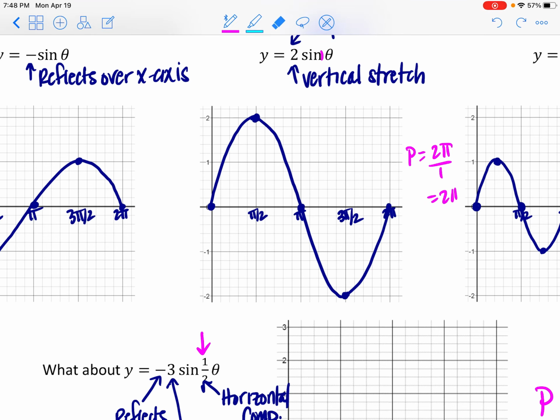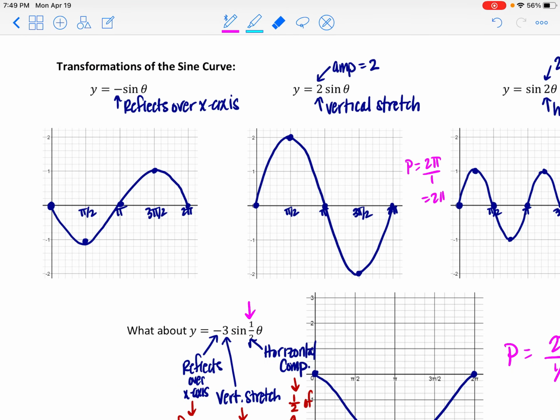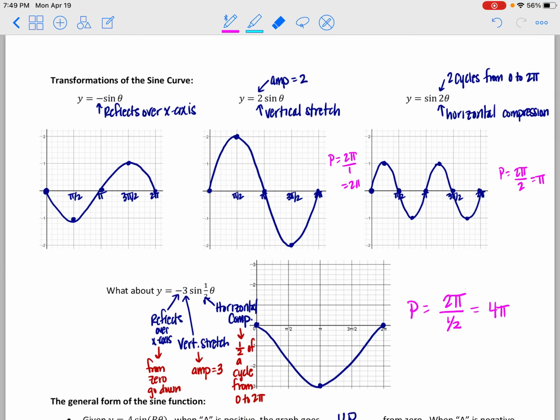Okay? And again, I can show you once more. Our period would be 2 pi divided by b. Well, again, b is just 1 here. So it would take 2 pi radians for that one cycle to happen. Okay? Hopefully that makes sense. And we're going to look at a few more examples, but I just wanted to reiterate what's happening here. It just looks ugly, so I need to clean all that up.